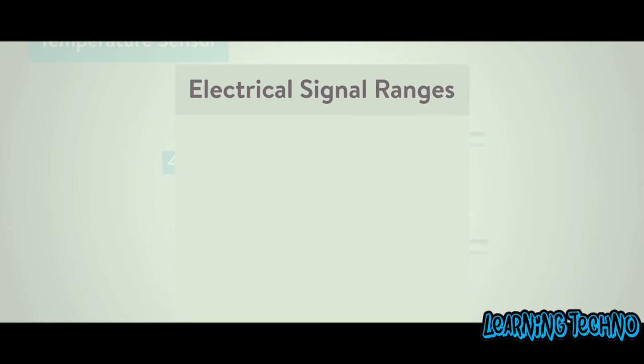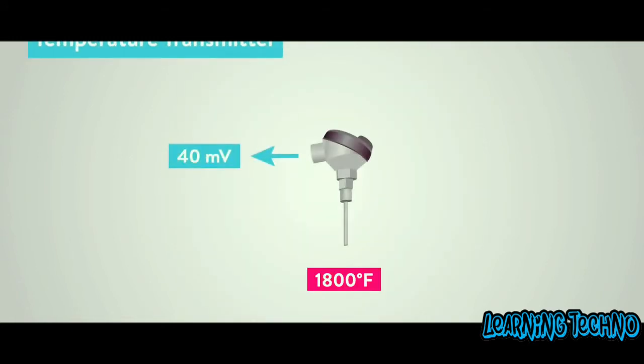Today, some of these globally accepted electrical signal ranges are 4 to 20 milliamps, 1 to 5 volts, 0 to 10 volts, etc. A temperature transmitter is a device which transforms the tiny output of a temperature transducer to one of these standard signal ranges.